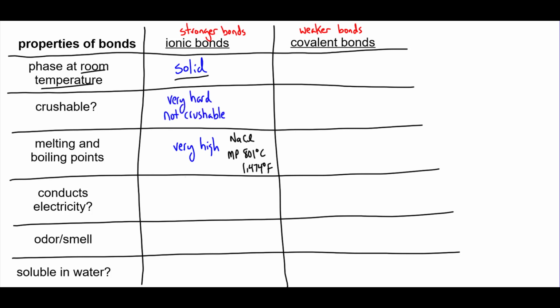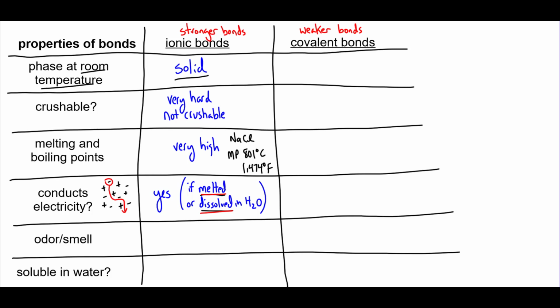They're not crushable at all with normal amounts of force. For the conducts electricity box, ionic things do conduct electricity, but they have to be melted or dissolved. Electricity involves the movement of charged particles, and so if these charged particles are free to move around, when they're melted or dissolved in water, then the substance will conduct electricity.